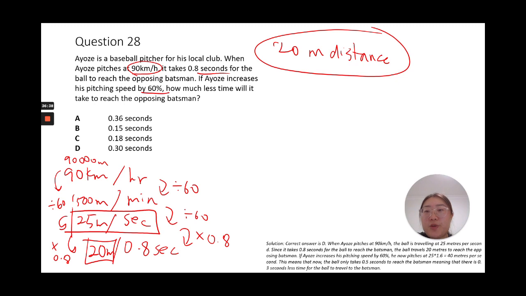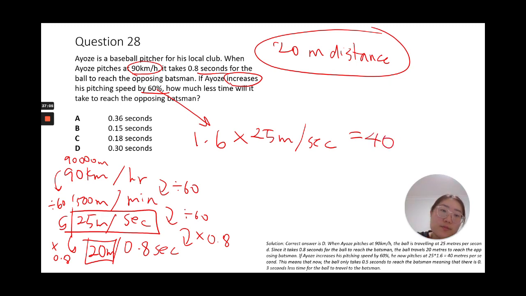Now, he increases his speed by 60%. 60% is 3/5, right? So we're going to increase, well, actually, we can just do 1.6, okay? If you increase it by 60%, it's 0.6, but we have the one whole from before. So we're going to times the speed, which is 25 meters per second, by 1.6, and you get that he can throw 40 meters per second. So I've done the calculations on this side to save some time. 40 meters per second now. Okay, he increased the speed. And that makes sense, right? More distance in the same time.